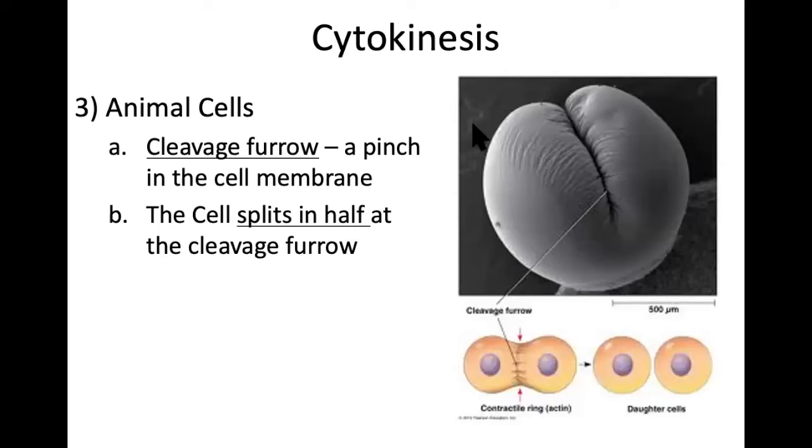There's a term for this. It's called a cleavage furrow. The word cleave means to cut, which is why there are knives called cleavers. It is going to cut, it's going to fold inward and break this cell into two cells, splitting it right in half. That is the way animal cells do it.